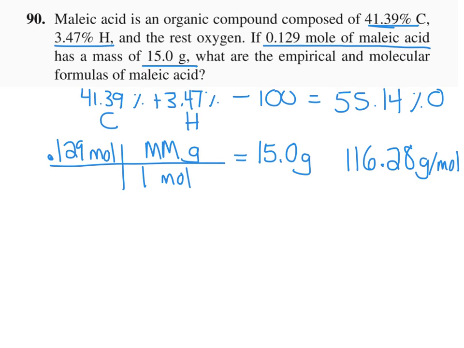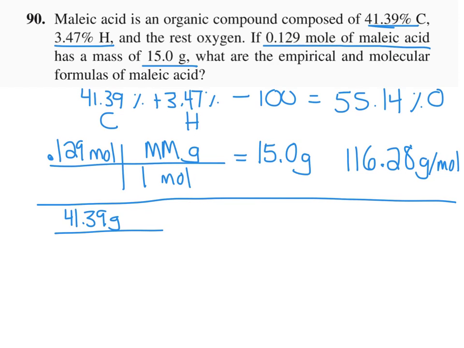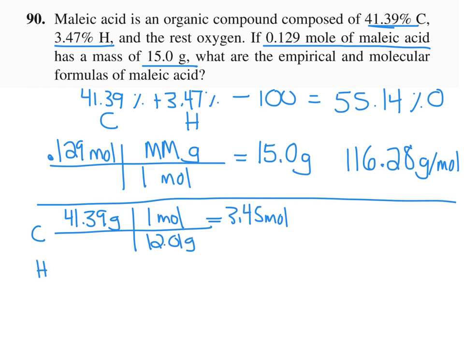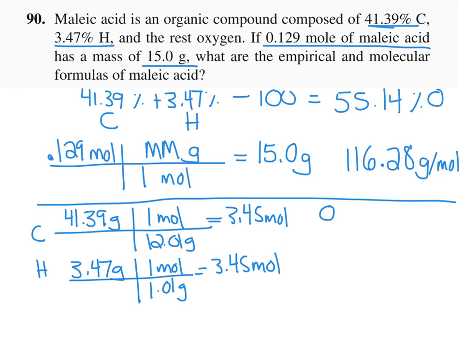Okay, so now we're going to do kind of just a regular empirical and molecular formula problem, and we're going to take the percents, and the percents all add up to 100, so you can just go ahead and say that they're grams. So we're going to start with our carbon and go grams to moles, and then you're going to go ahead and do the same for your hydrogen, going grams to moles, and finally your oxygen, grams to moles.